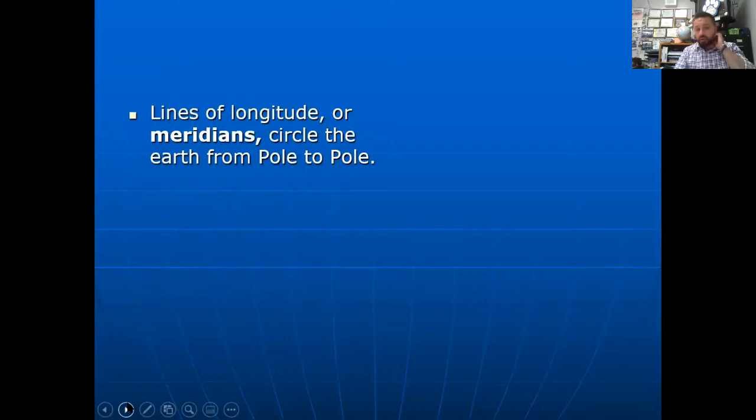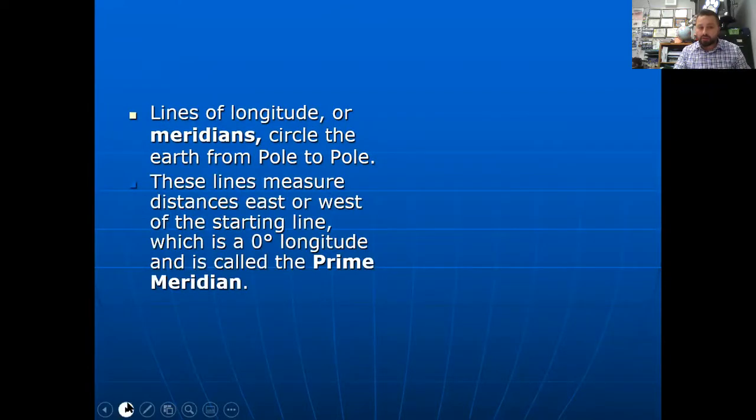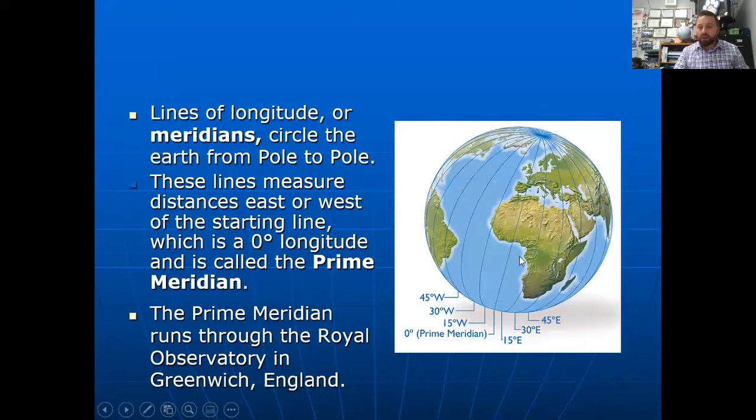Lines of longitude are called meridians, all right? And these are kind of your vertical lines, okay? What this does is they go up and down. Now, again, you see that little line right there? Where the arrow is pointing, that's Greenwich.